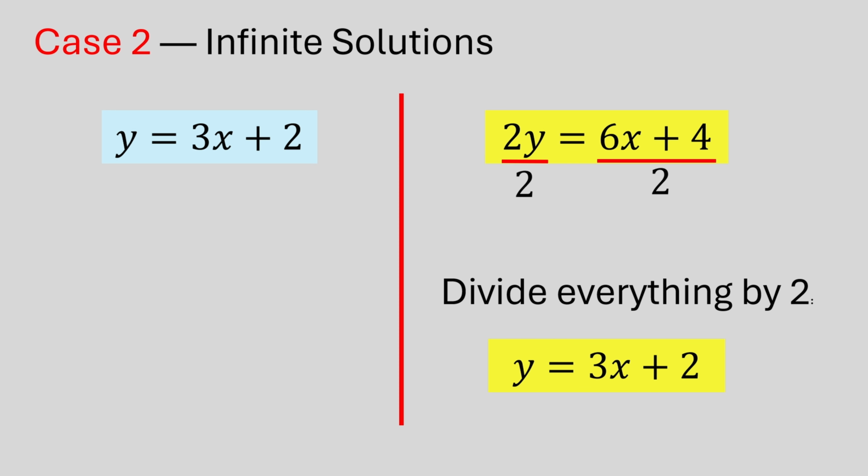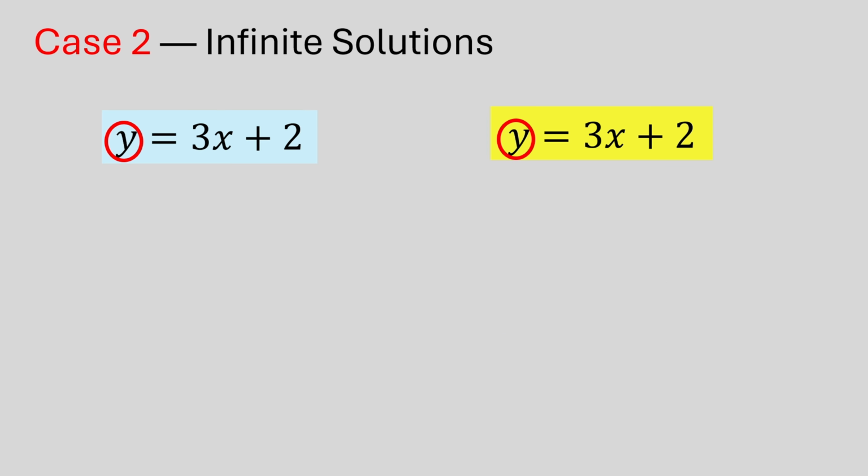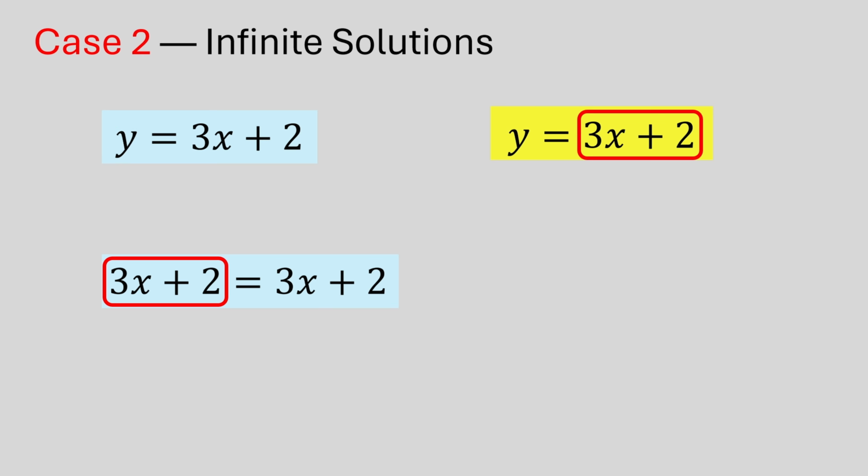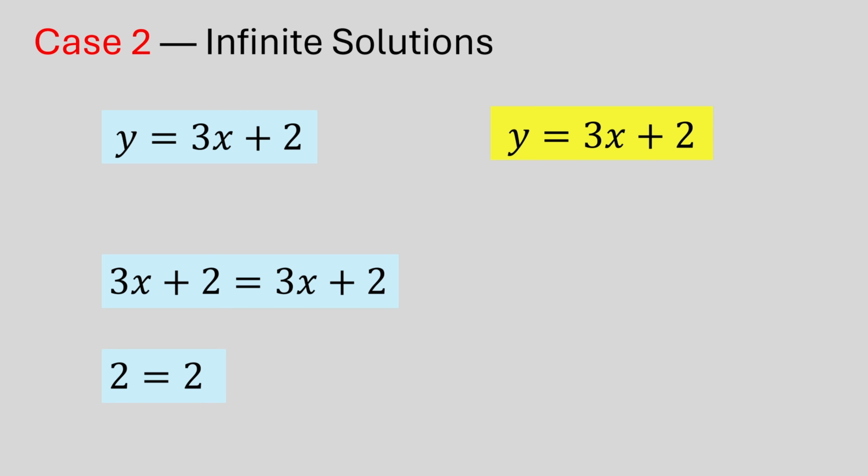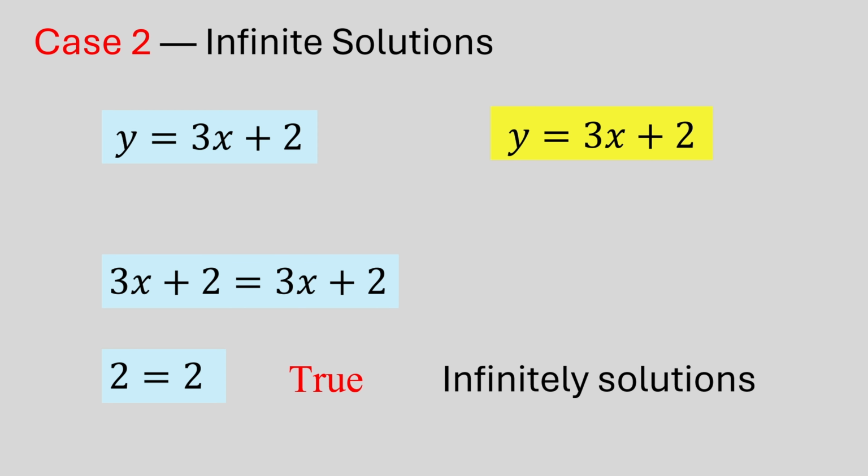y equals 3x plus 2. Both equations are exactly the same. Substitute y value of equation 2 into equation 1. 3x plus 2 equals 3x plus 2. Subtract 3x. 2 equals 2. This is always true. So the system has infinitely many solutions.